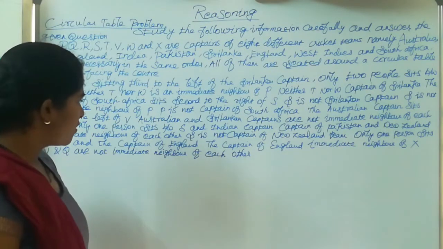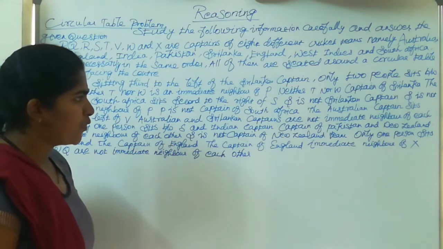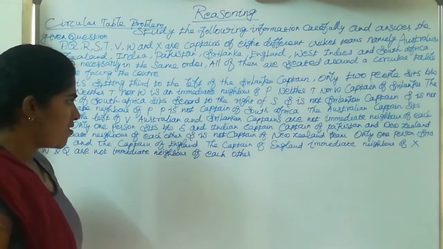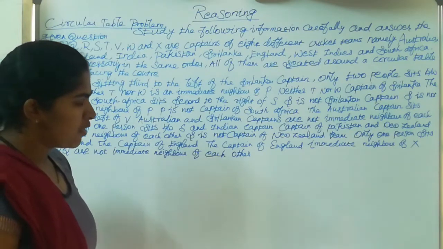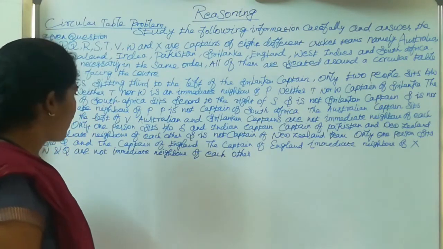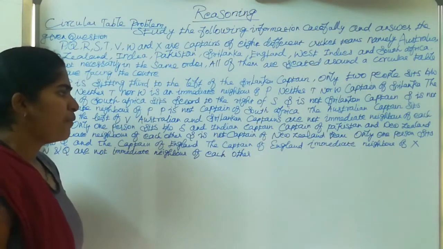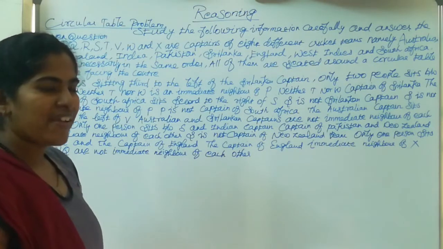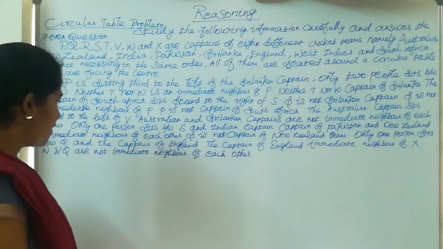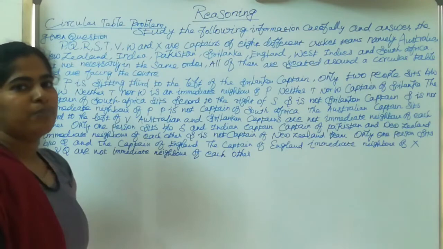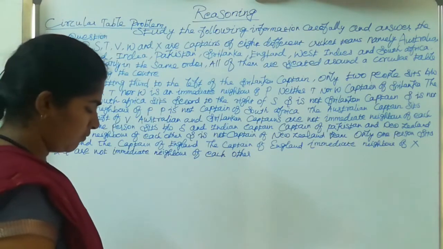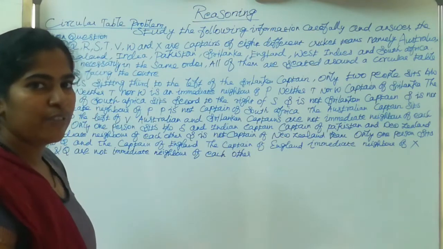Only one person sits between S and the Indian captain. Captains of Pakistan and New Zealand are immediate neighbors of each other. S is not captain of the New Zealand team. Only one person sits between Q and the captain of England. The captain of England is an immediate neighbor of X. W and Q are not immediate neighbors of each other. How to solve this question? We'll see. This is a circular table problem.